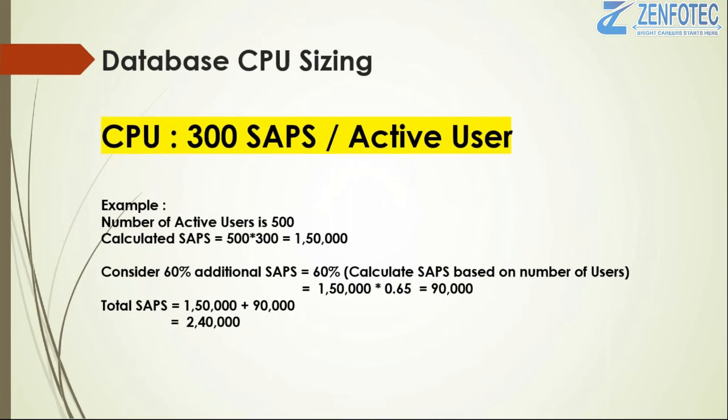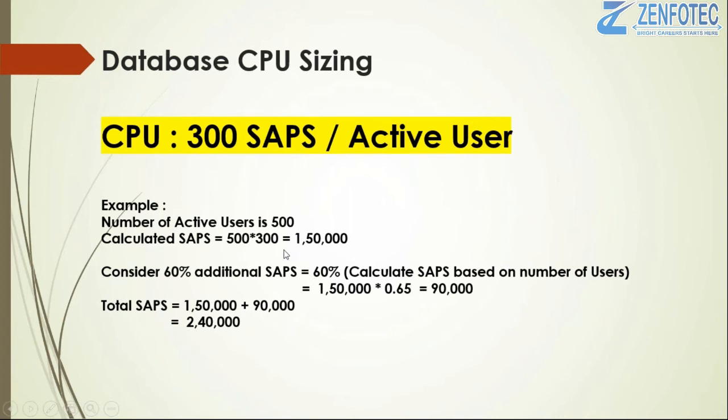It requires 300 SAPs. So if you see here, for example, consider I have 500 active users using my HANA database and actively performing calculations and queries. If you calculate the SAPs, multiply 300 with 500, you get 1 lakh 50,000. But we cannot consider cut to cut.